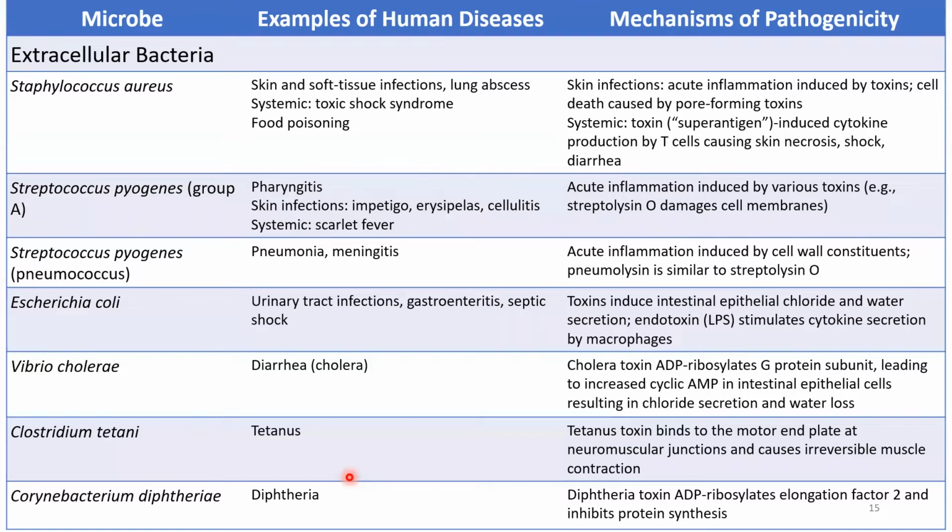So now I'm going to talk about how the immune system defends against extracellular bacteria. Extracellular bacteria are bacteria that stay outside our cells. They may stay in our extracellular matrix or in any tissue. The main problems of extracellular bacterial infections are caused by Staphylococcus aureus, Streptococcus pyogenes, E. coli, Vibrio, and Clostridium, Corynebacterium diphtheriae.